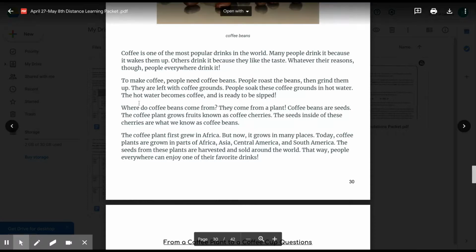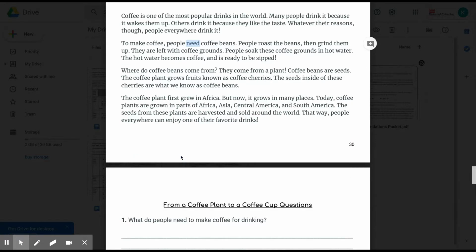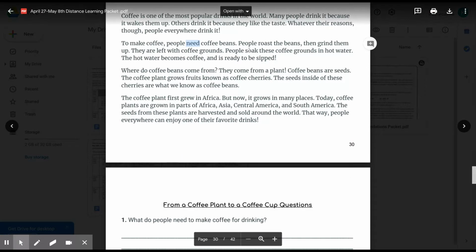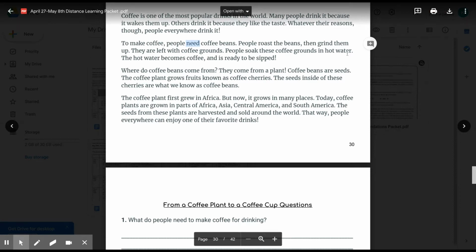I see it in the second paragraph. To make coffee, people need coffee beans. Ooh, so they need coffee beans. People roast the beans, then grind them up. They are left with coffee grounds. People soak these coffee grounds in hot water.